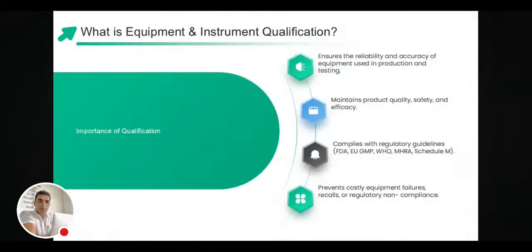Qualification ensures that all equipment and instruments operate correctly, consistently, and in full compliance with regulatory requirements. In the pharmaceutical industry, equipment reliability is directly tied to product quality, and ultimately, patient safety. Malfunctioning or unqualified equipment can lead to serious issues such as incorrect dosages, contamination, or ineffective medications. Even minor deviations can pose significant health risks. Through proper qualification, we minimize these risks and ensure that every product manufactured is safe, effective, and of the highest quality.